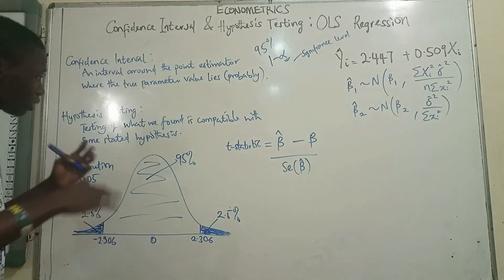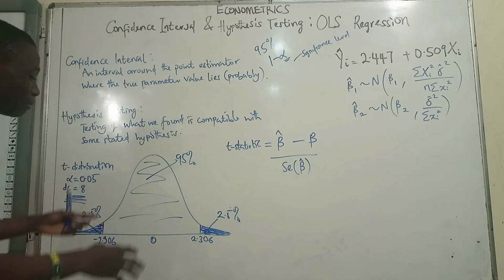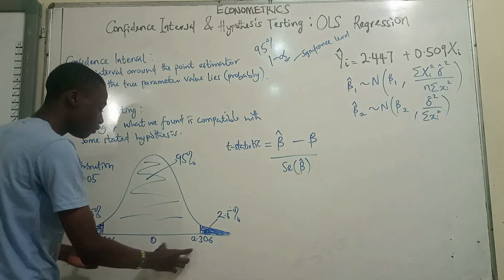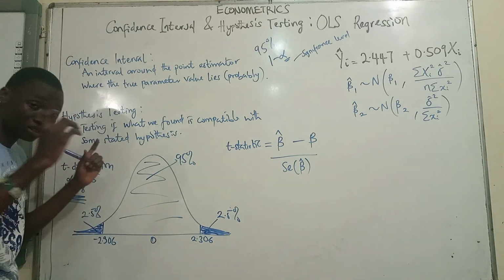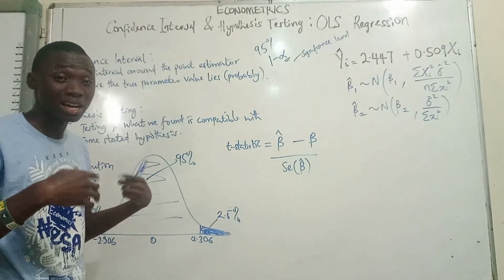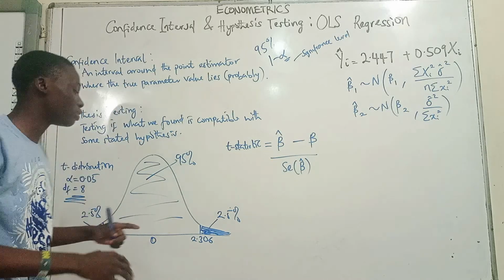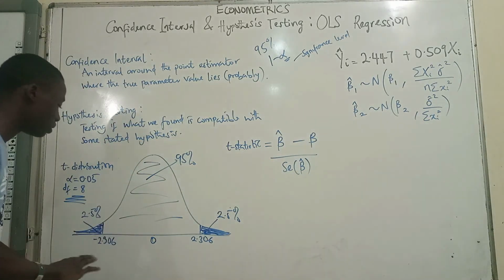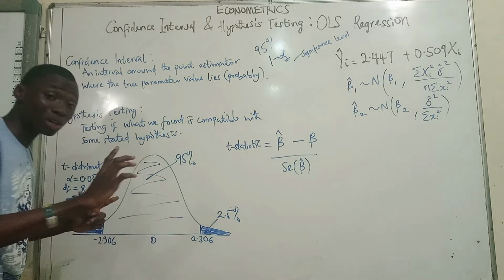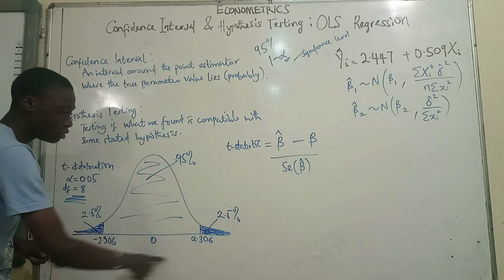Okay, so if we're doing the hypothesis testing, you only accept when your t value falls between this region. You accept, in quotes. Usually in statistics, they don't say accept the null hypothesis, they just say you do not reject the null hypothesis. But let me just say accept so that you get the term easily. So you accept the null hypothesis when it falls between this region.